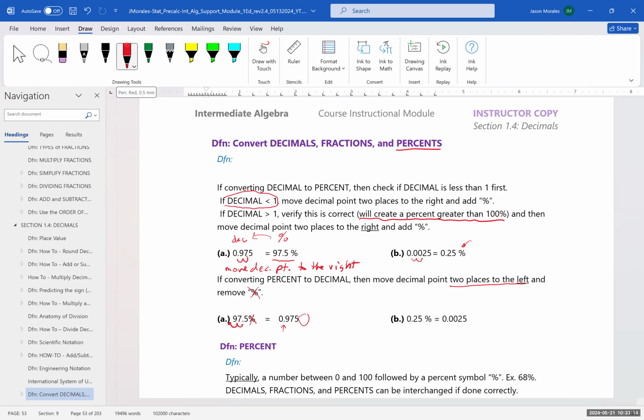The same is true over here with part B. I'm using the same numbers that we had above. So if we have 0.25% and we want to convert this percent into a fractional decimal, we take the decimal point and move it 2 to the left. We have a gap here, so we put a 0 as a placeholder in the gap. So we're going to have 0.0025, and we get rid of the percent symbol. So 0.25% is equal to 0.0025.